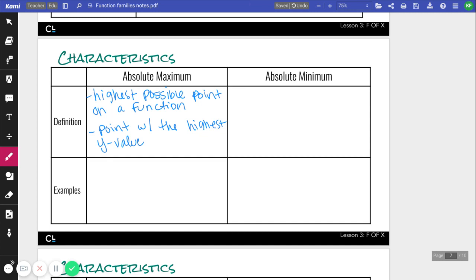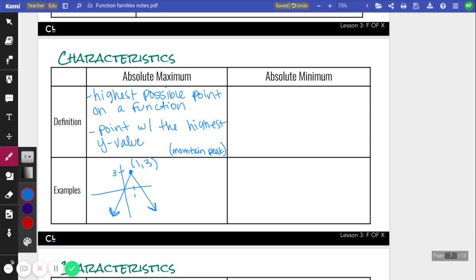So think about it as like a mountain peak or a hilltop. Example. Let's see. I'm going to give us an actual coordinate to use. So let's say I have this absolute value function that has a point up here at (1, 3). We would call that point right there the absolute maximum because it's the highest point that function reaches.